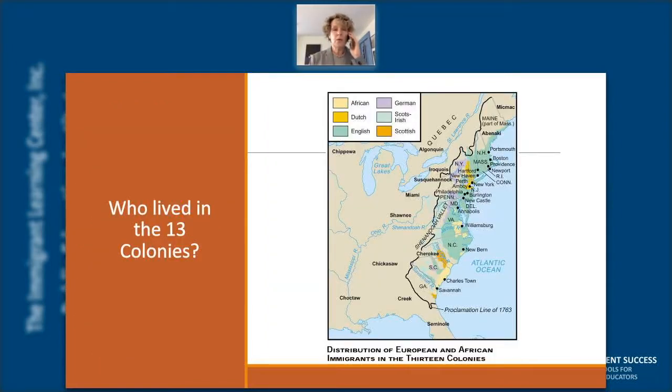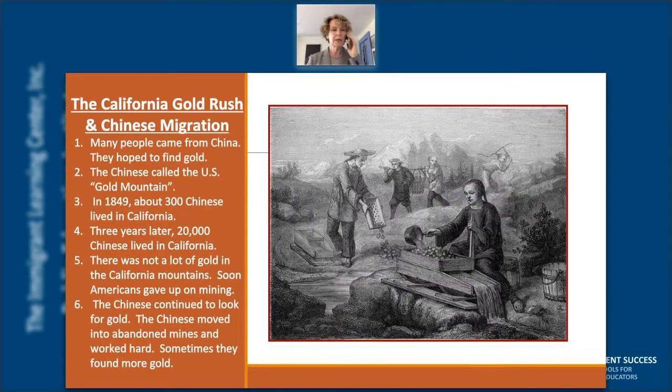Then we talked about, and this is a lovely graphic that we use, who lived in the 13 colonies. And I hope you can see the different colors here. Along with Dutch and English and German and Scottish, they mention also the Africans' presence in the 13 colonies. So again, it was a way to recognize a little bit more about our history.